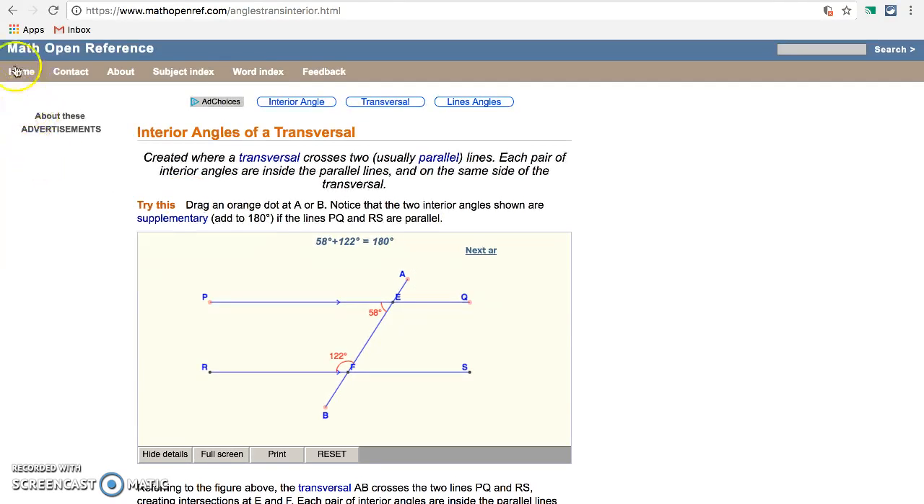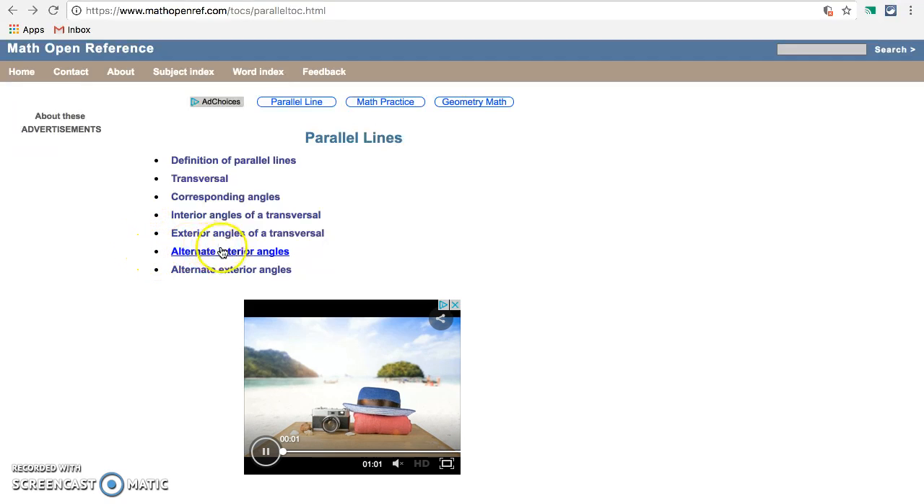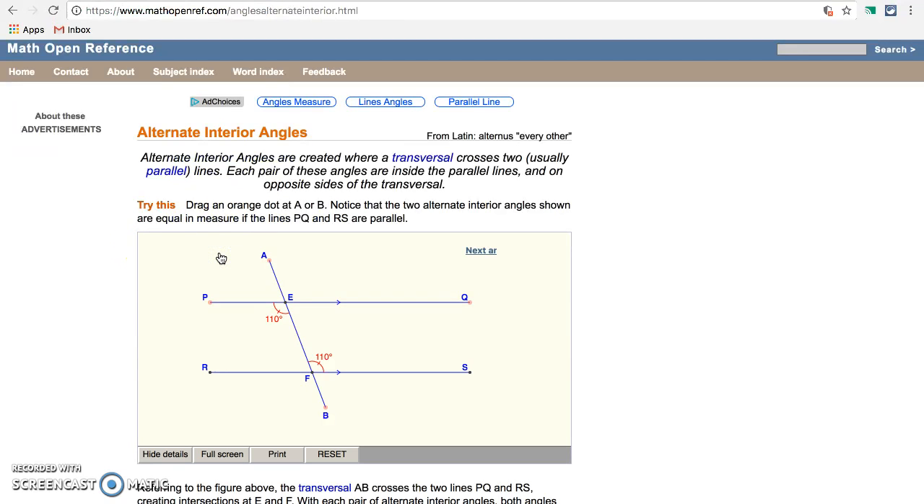I'm going to do the same thing with another one here. We're going to look at the alternate interior angles, and the alternate interior angles are always congruent on parallel lines, which means they're the same. So if we look at this, we have 110 on both sides, and if we click the next AR, that puts them on the other side. That means they're 70 on the other side.